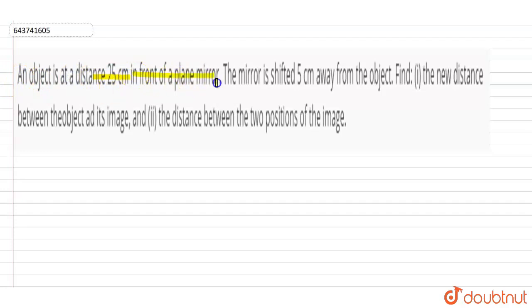Hi, in this question, an object is at a distance of 25 cm in front of a plane mirror. The mirror is shifted 5 cm away from the object. Find the new distance between the object and its image. And part 2 of this question is the distance between the two positions of the image.